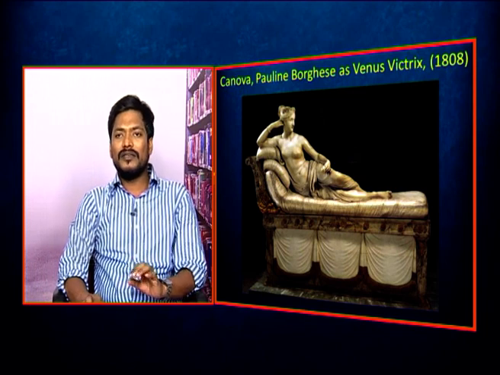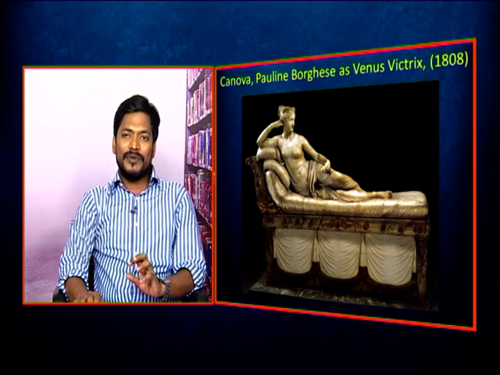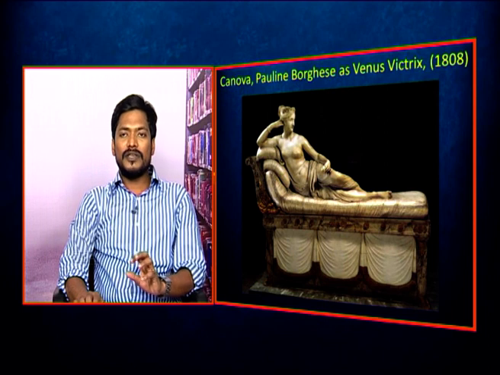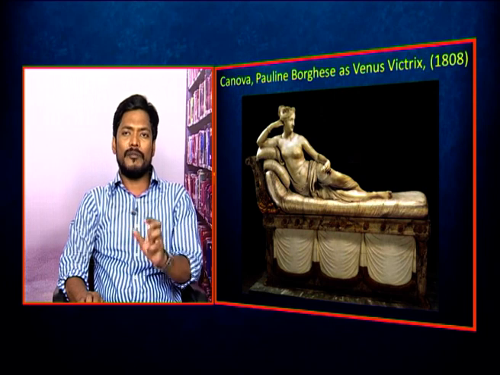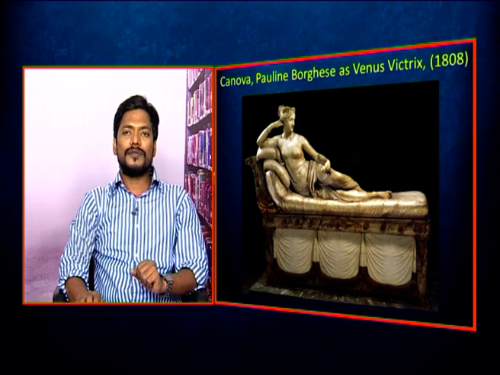So you can see here, though the portrait is of Pauline Borghese, the body type and the posture are very much like the classical Greek body type, the physiognomy and the expression and the garment and all the related features. So let us move now towards what is Romanticism.